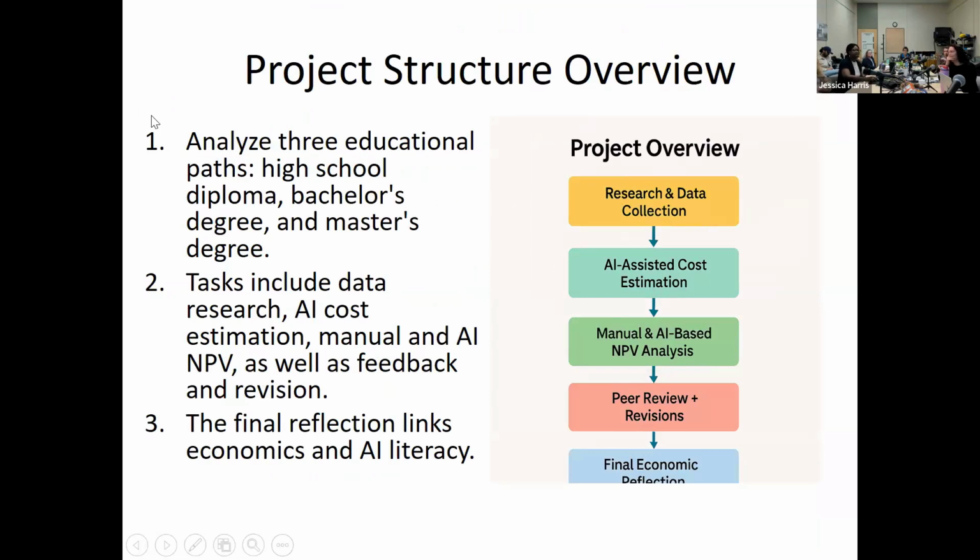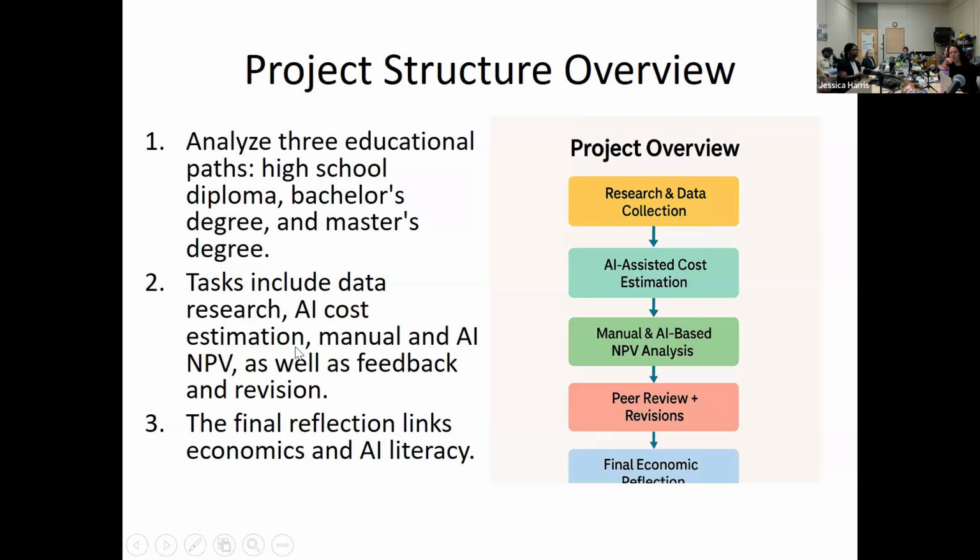Assume 3 educational parts: high school diploma. After high school, what job could you do? How much would you be paid? A bachelor's degree, what job would you take? How much would you be paid? Master's degree. And they were supposed to go to Indeed or any job website and get real data on this as if they were going to find a job today. And then after that, they would do an AI cost estimation of what it will cost to obtain that degree.